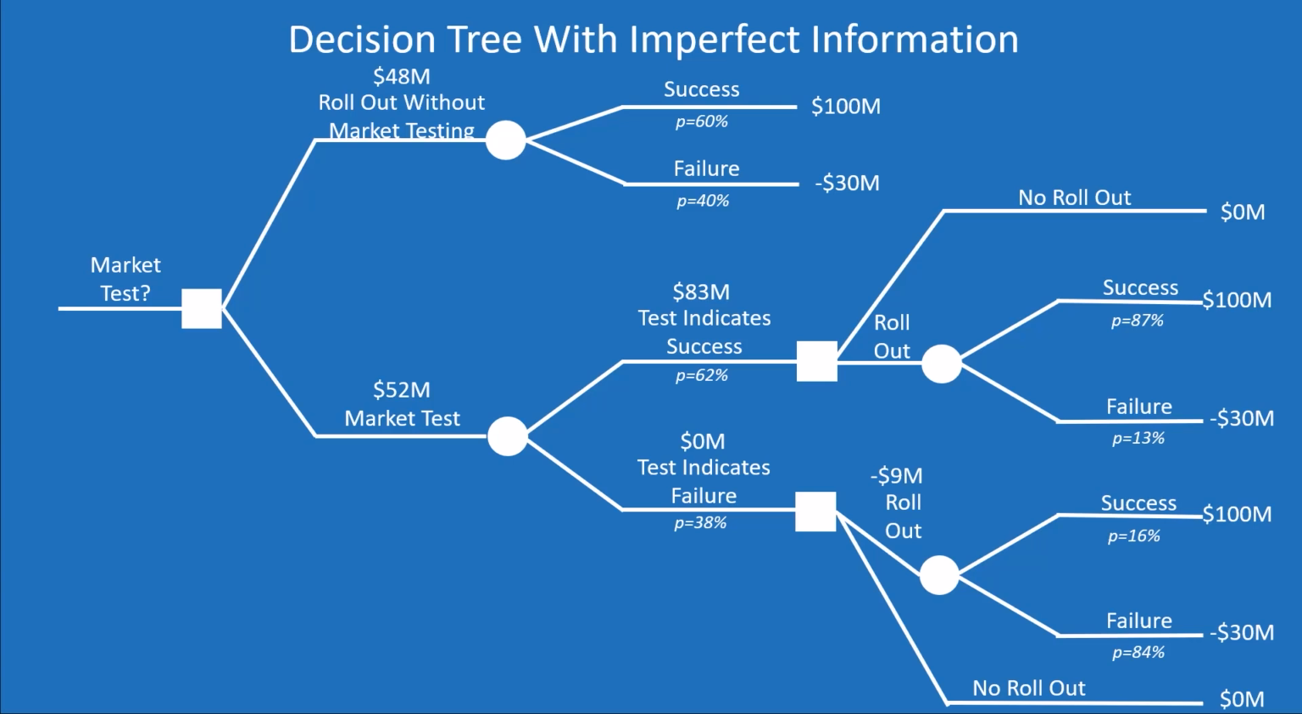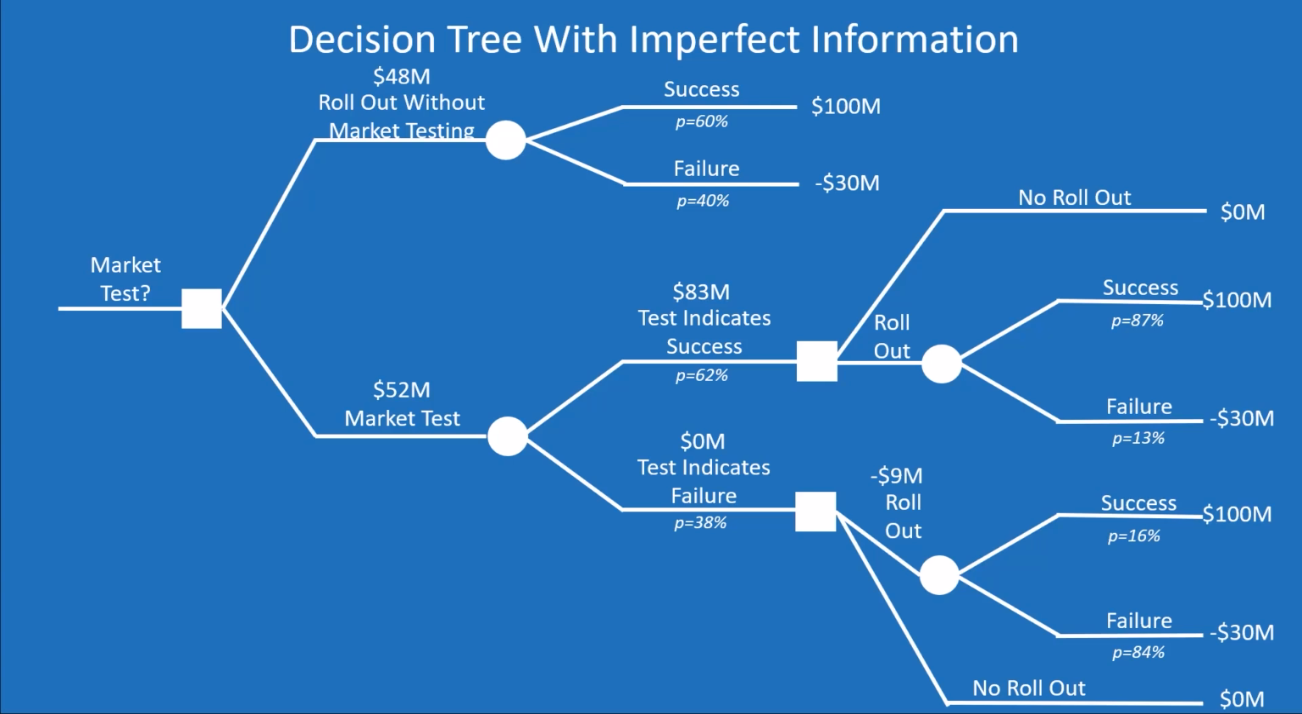The expected value of not market testing and not rolling out the product is $0 because we did nothing. This is obviously much smaller than the $48 million expected value of rolling out the product, which is why I cut that branch off before drawing the tree due to space constraints of the page.